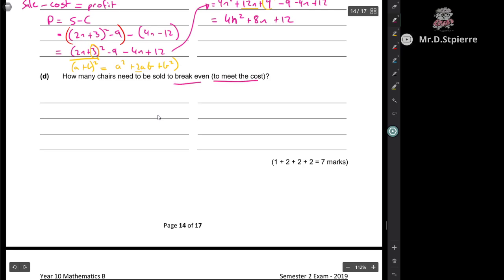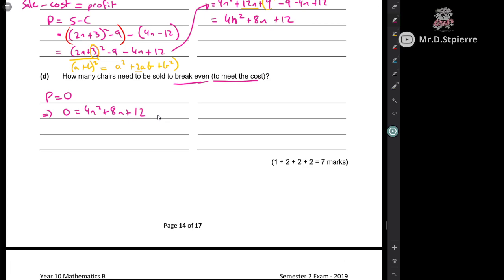Okay, to meet the cost. Well, if we want to break even, that means we're not making any money, but we're also not losing any money. So to break even, that means our profit is equal to 0. So we get 0 is equal to 4n squared plus 8n plus 12. Handwriting's getting a bit messy. Okay, so we need to solve this.